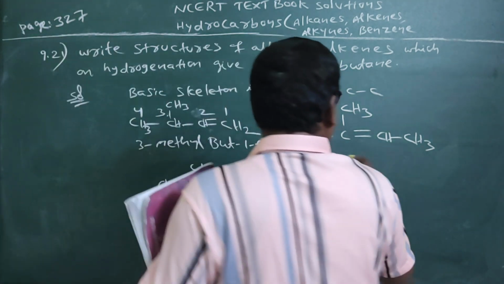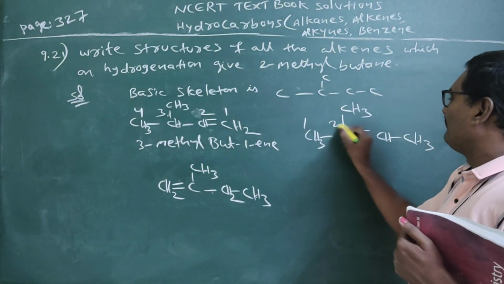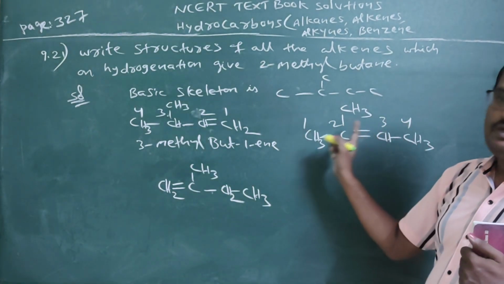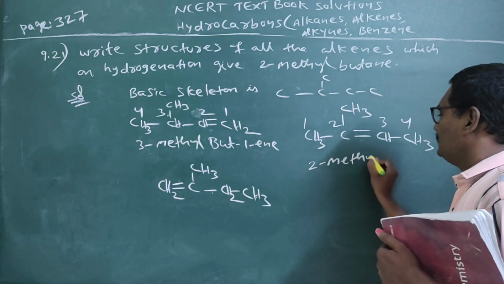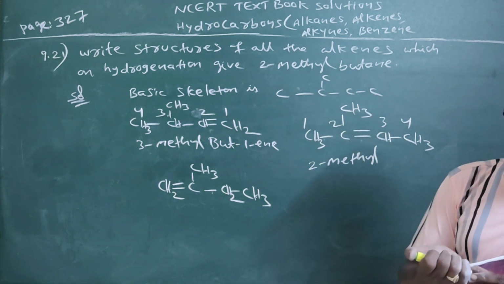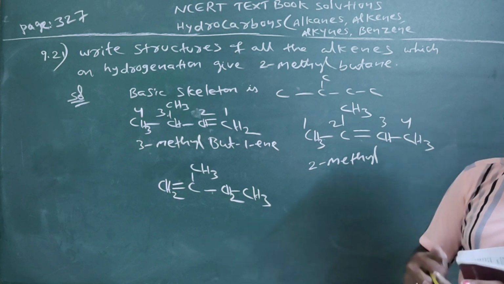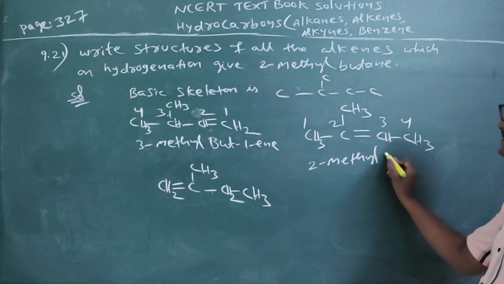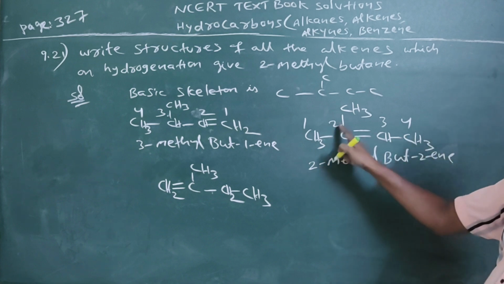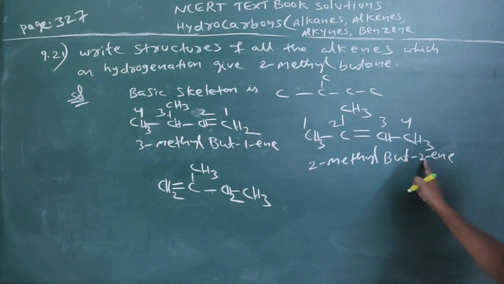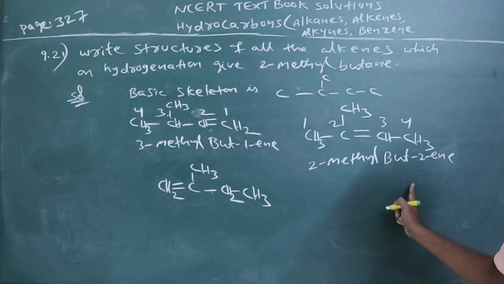In this compound we will give numbering from left to right, 1, 2, 3, 4. So it is 2-methyl, 4 carbons means but. Second place contains ene. So 2-methylbut-2-ene. So it is the second compound.